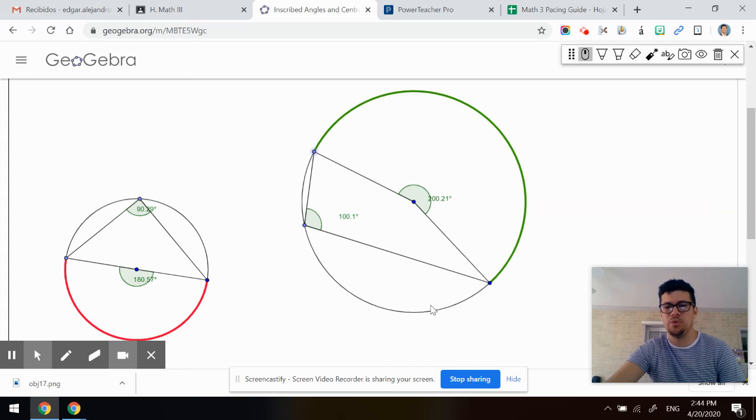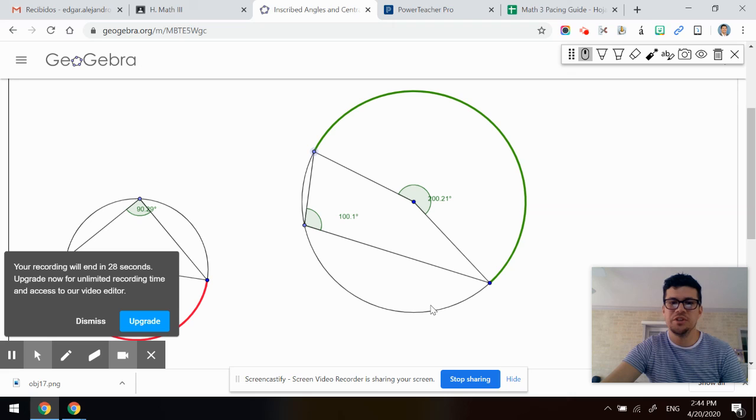So that's the relationship between inscribed and central angles. It is a 1-to-2 relationship, or a 1/2 relationship. The only other thing we learned here is that this outside part is called an arc, and we measure an arc using degrees as well. So this green arc would be 200.21 degrees. And that is basically all you need to know as a starter for the basic angles of a circle.